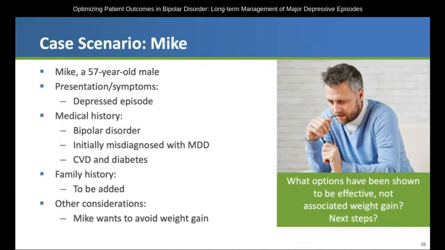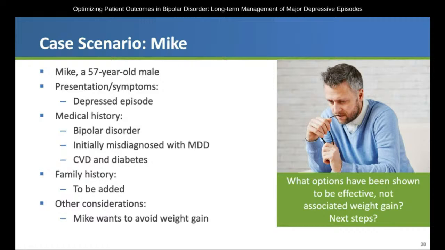So let's talk just a few minutes about a case scenario. Mike's a little bit older. He's 57. His presentation, when you're seeing him, is depression. One thing about his age, he's going to be more prone, of course, to more physiological issues, cardiovascular, weight, and so on. He's in a different decade of life. He is diagnosed with bipolar disorder. I'm assuming bipolar 1 disorder, though it's not stated. He was misdiagnosed, which of course is very common.